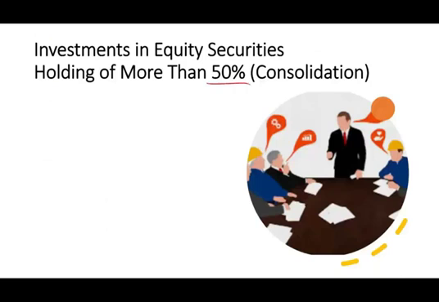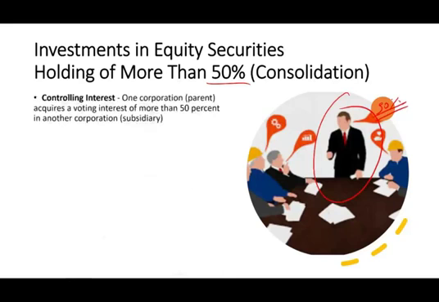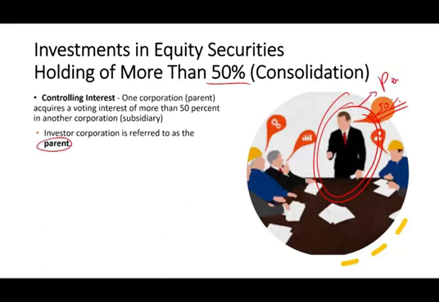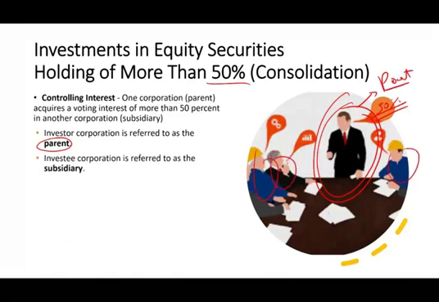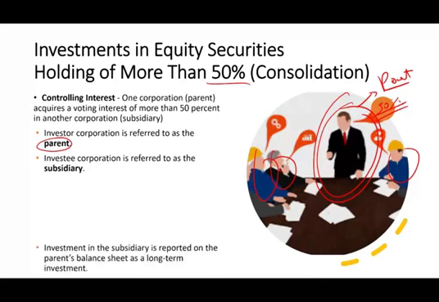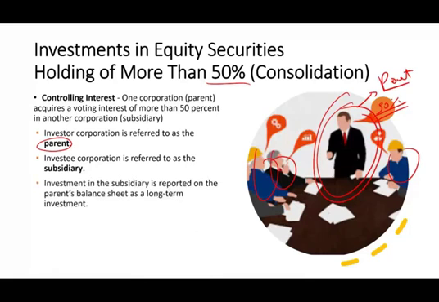Investment in equity securities when we have more than 50% control. Now this individual owns more than 50% of the stocks and can control everything. Now you have a controlling interest. When one corporation acquires a voting interest of more than 50%, they have control power. The investor corporation is referred to as the parent, and the investees are referred to as the subsidiaries. Investment in the subsidiaries is reported on the parent's balance sheet as a long-term investment. Parent companies generally prepare consolidated financial statements.